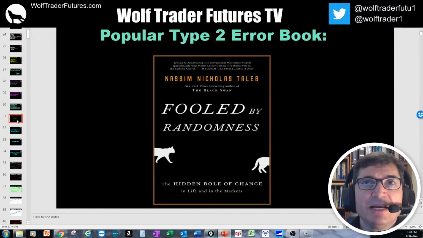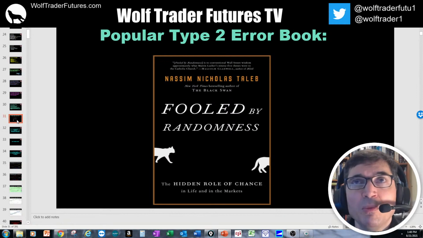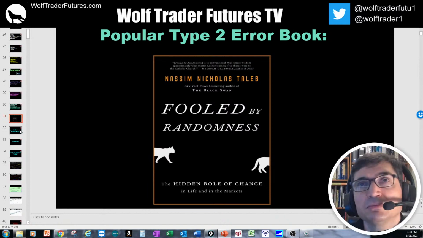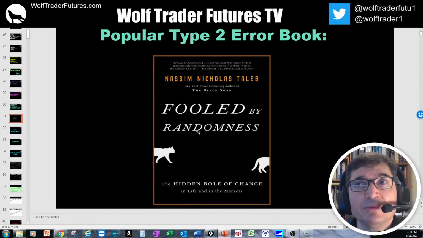Let me talk to you about a popular Type 2 error book. This is just an example of the Type 2 error mentality, and these are very intelligent people that write these books. These are mathematicians, PhDs. This is a book called Fooled by Randomness, and the whole book is about how everything's random, nothing matters in markets, nothing's real, right? Well, let me show you something here, and I'll let you decide. Again, I'm neutral, and by the way, this is a good book. There's a lot of good information here. There are times when you are fooled by randomness. It's true, but not in the case of what we do here at Wolftrader.